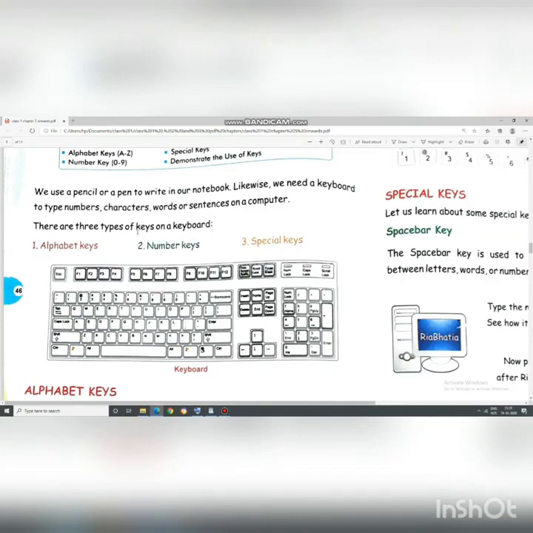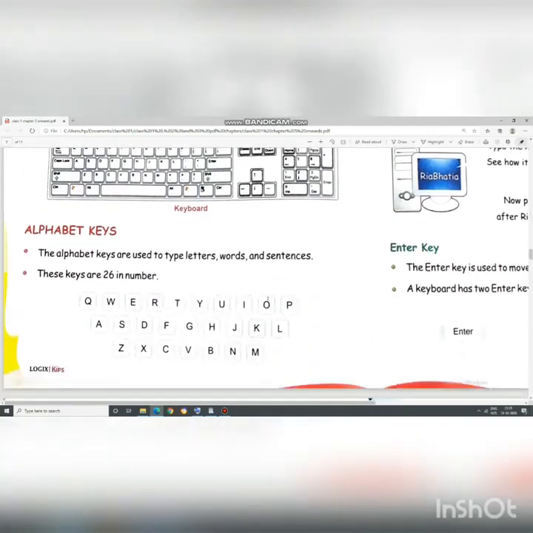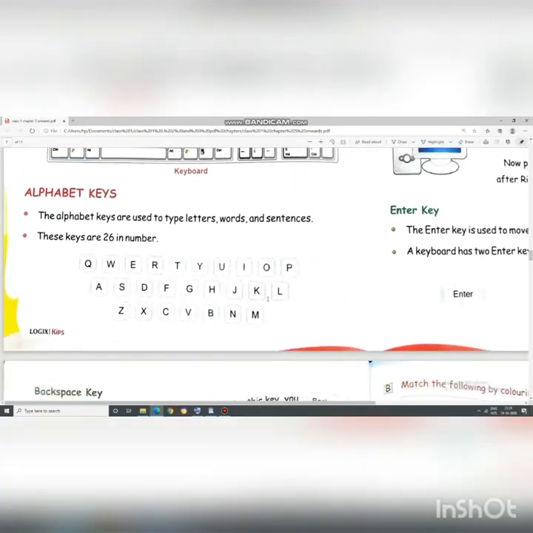There are three types of keys on a keyboard. Number one, alphabet keys. Number two, number keys. Number three, special keys. Now let's see what are the alphabet keys today. The alphabet keys are used to type letters or words and sentences. These keys are 26 in number.